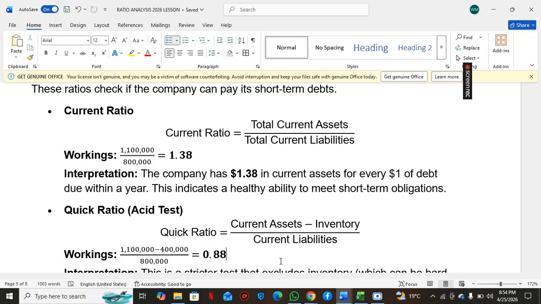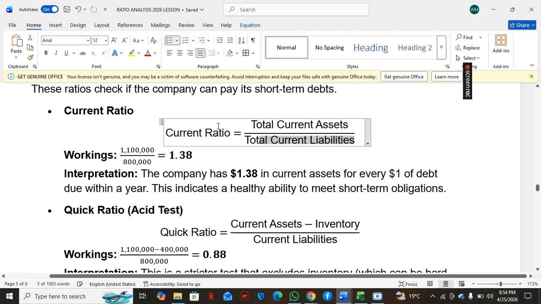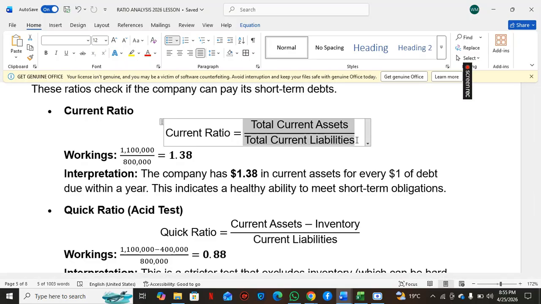So the way to improve these ratios, one way is reducing your current liabilities. Because once you reduce your current liabilities, you're taking on less short-term debt, and this current ratio and quick ratio will increase.